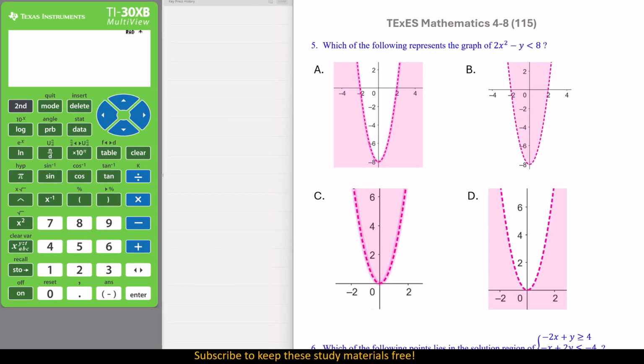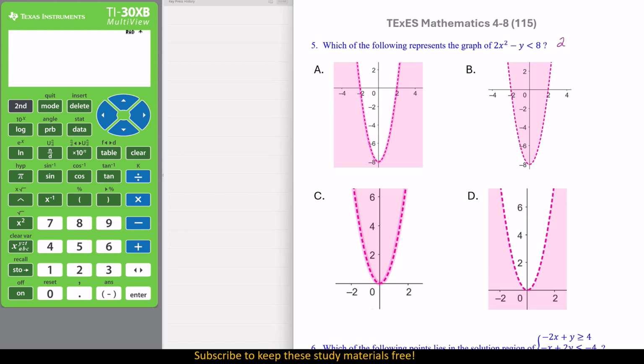Number 5, which of the following represents the graph of 2x squared minus y less than 8? Okay, the secret here is to put that in y-intercept form. Now I'm going to skip some steps because you guys are not high school students. So this is what you can do.